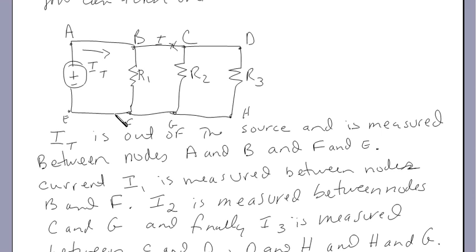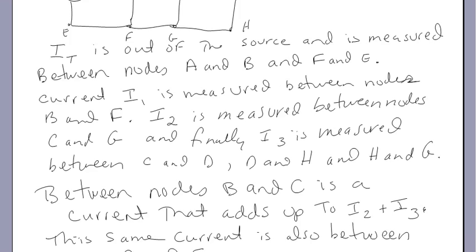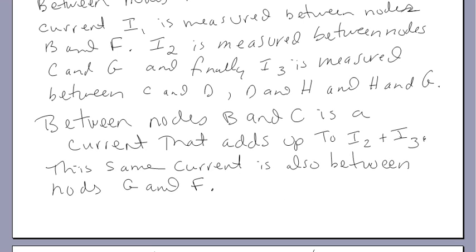Current I1 is measured between nodes B and F, which is right here. I2 is measured between nodes C and G, and finally I3 is measured between D and H and G. Between nodes B and C is a current that adds up to I2 plus I3. This same current is also between nodes G and F.